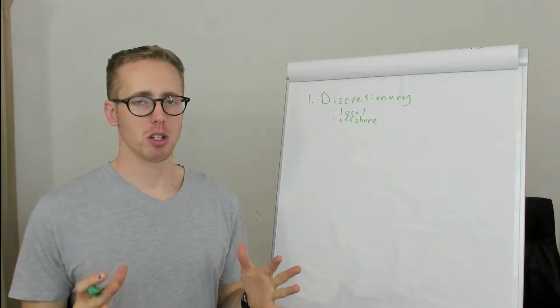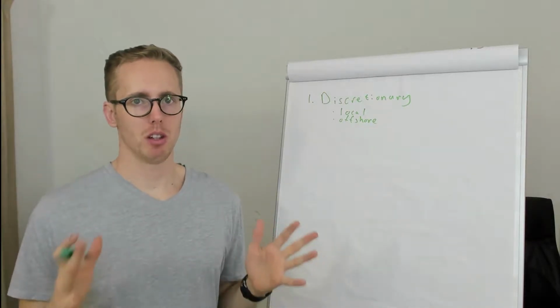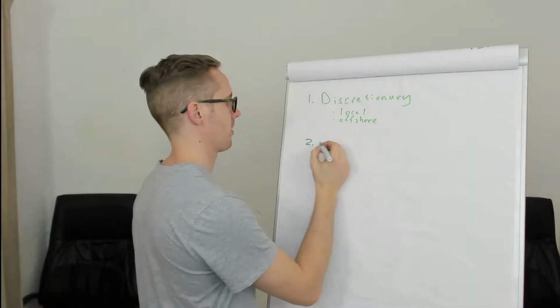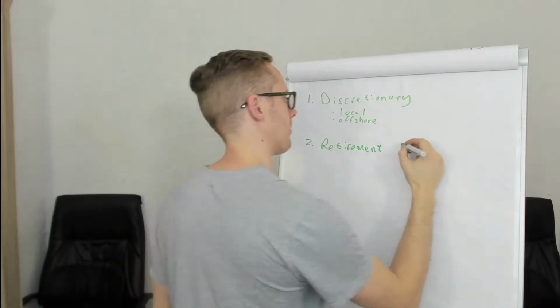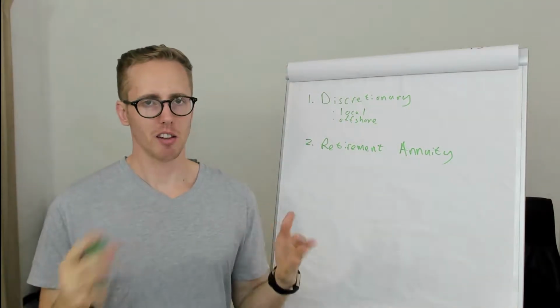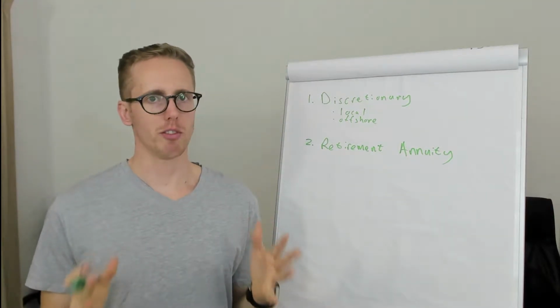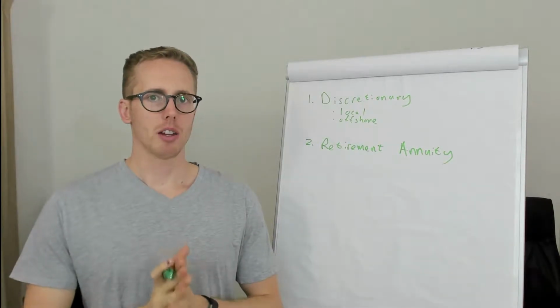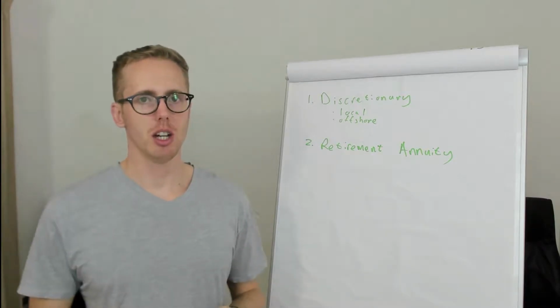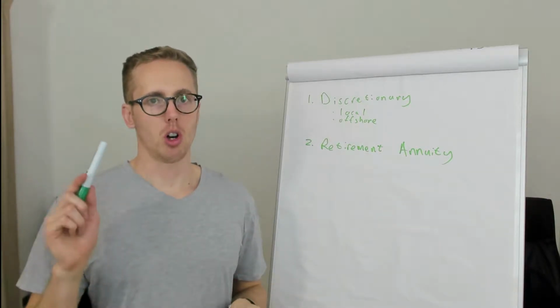So discretionary, number 1. Number 2, I'm going to talk about the biggest, most tax advantageous structure that you can possibly do, and that is your retirement annuity. This is the thing that's going to help you retire one day. Alright, so retirement annuity is the government incentivizing you to look after yourself in retirement. How do they do that?